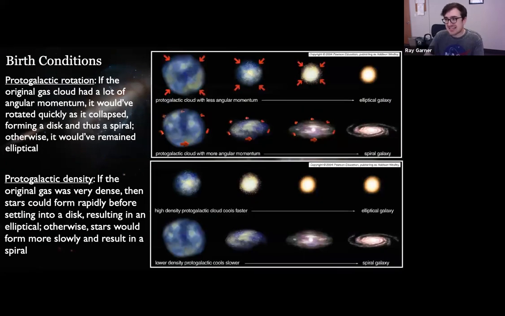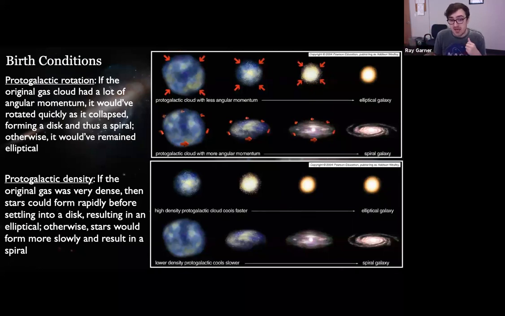So there are two different types of birth conditions that maybe could create the difference that we see between ellipticals and spirals. The first one is protogalactic rotation. Basically, if that original gas cloud had a lot of angular momentum, it was really rotating around an axis already, then it would have continued to increase that rotation as it collapsed, which would then form a disk and thus a spiral galaxy. Otherwise, as it was just gradually collapsing on itself, it would have stayed relatively spherical and formed an elliptical galaxy. You see diagrams of that at the top.